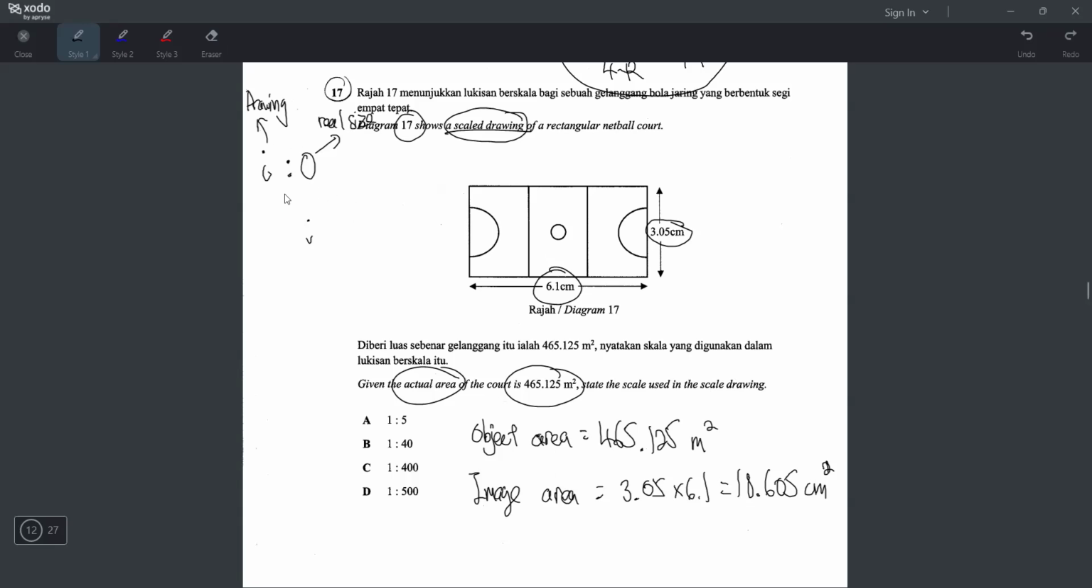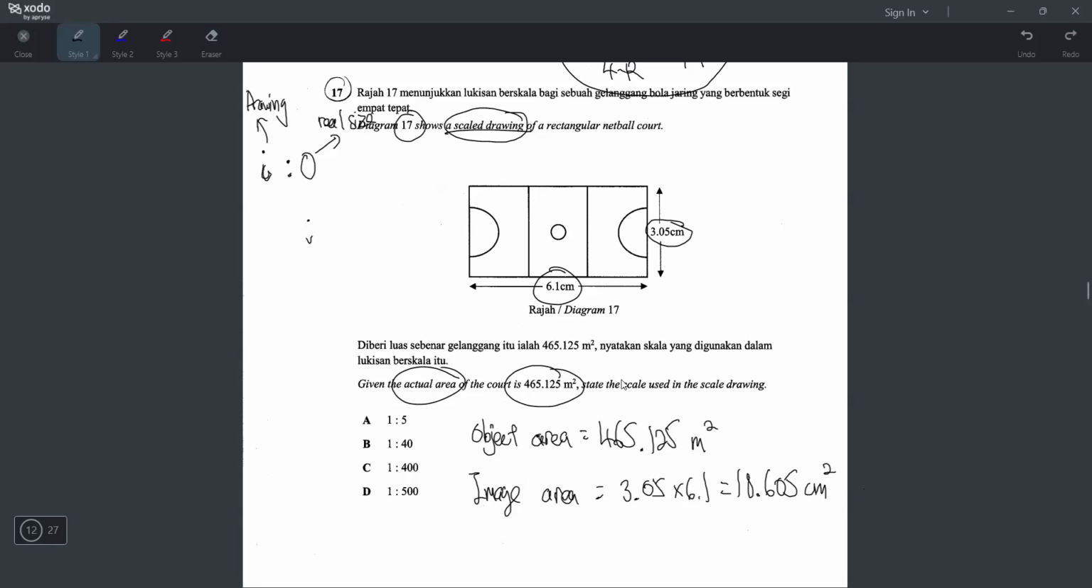Now I want to ask you, can I put in here and write down image, 18.605, and then here I write 465.125? Can I do it like this? Is it correct? Betul atau salah kalau saya buat macam ni? Salah. This is wrong. Ada dua sebab kenapa ini salah. Why I say this is wrong? Got two reasons. First reason, the unit not same. Second reason, this is area. This one had to put the length. You cannot put the area one.